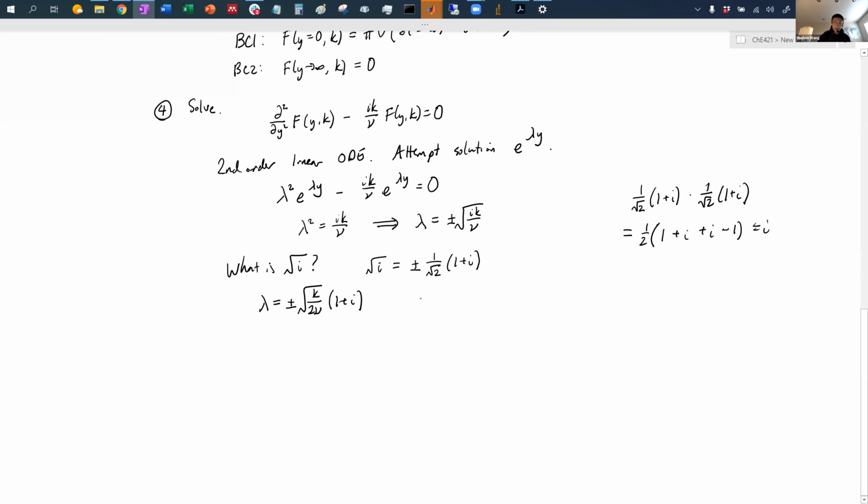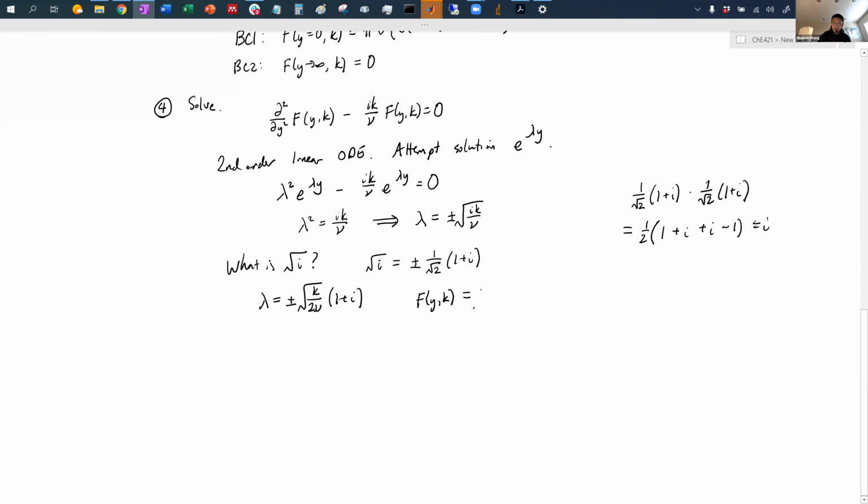And so our solution, the general solution, is a times e to the y times the square root of k over 2 nu times 1 plus i, plus b times e to the negative y times the square root of k over 2 nu times 1 plus i, like that. Okay. And just like before, we have to figure out what A and B are in terms of boundary conditions, right?